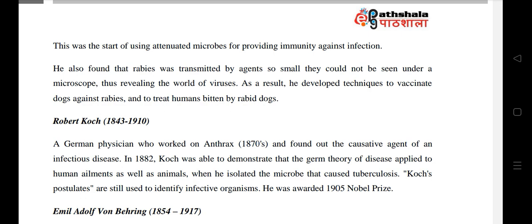He also found that rabies was transmitted by agents so small they could not be seen under a microscope, thus revealing the world of viruses. As a result, he developed techniques to vaccinate doses against rabies and to treat humans bitten by rabid dogs.